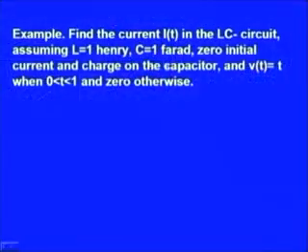So, let us begin with a problem on an electrical circuit. Let us find the current I(t) in the LC circuit. Here we are considering only an LC circuit. R is not there, that is, resistance is not there. We are assuming L to be 1 henry, C to be 1 farad, with initial current 0 and initial charge on the capacitor also 0, and we are given that V(t) is equal to t when 0 is less than t less than 1 and 0 otherwise. V(t) means the electromotive source of voltage V(t).